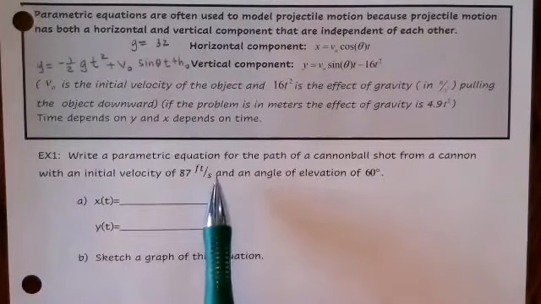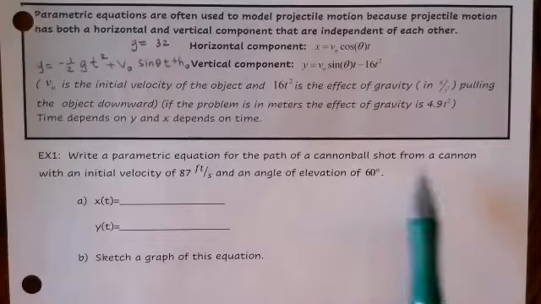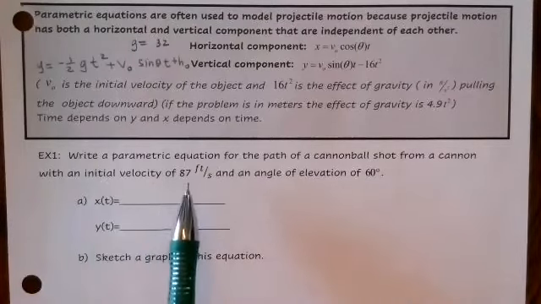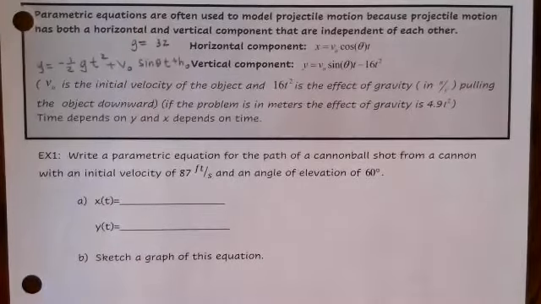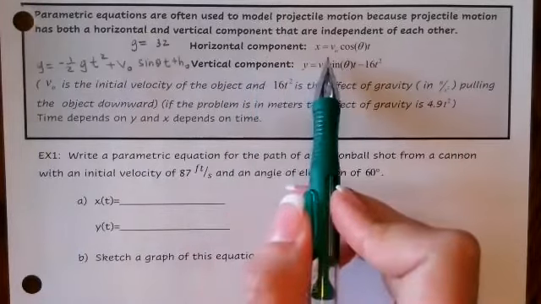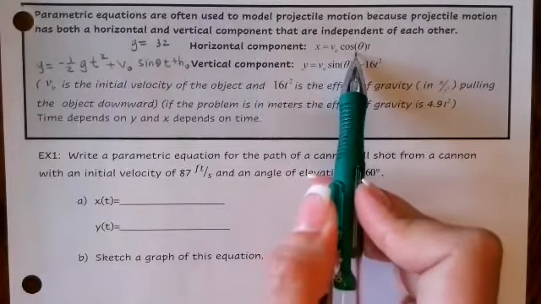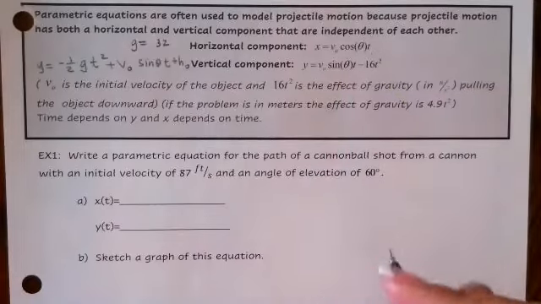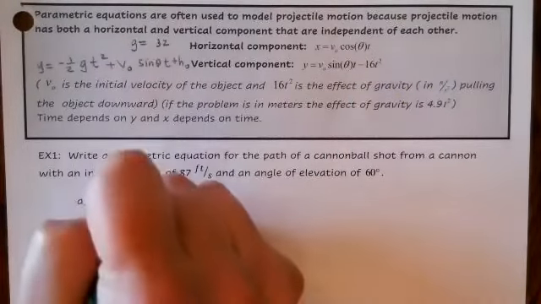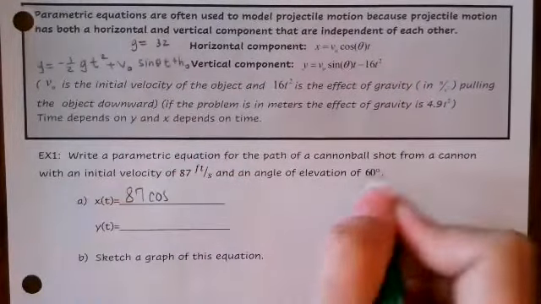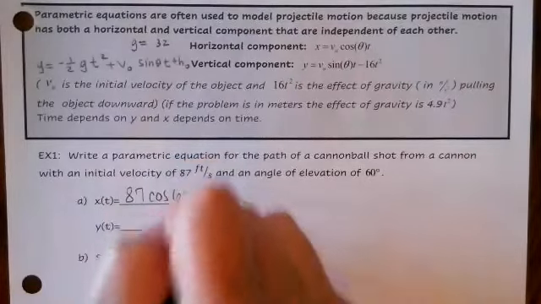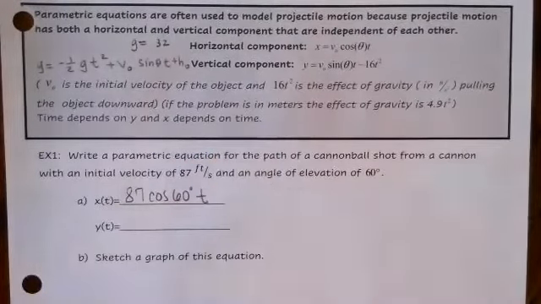So we're going to write a parametric equation for the path of a cannonball shot from a cannon with an initial velocity of 87 feet per second and an angle of elevation of 60 degrees. So we're going to start with our equation for x of t, and that is our horizontal here. And that tells us v naught times cosine of theta times t. And so our initial velocity is 87. So we get 87 times the cosine of our elevation of 60 degrees times t.